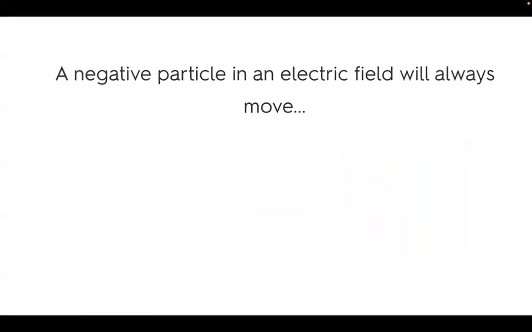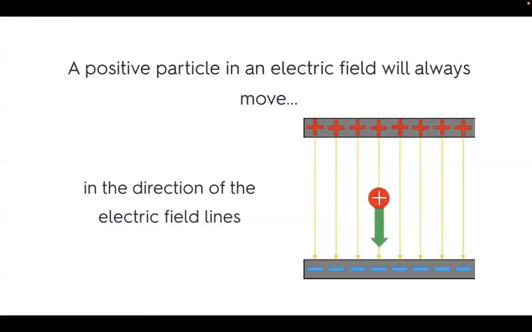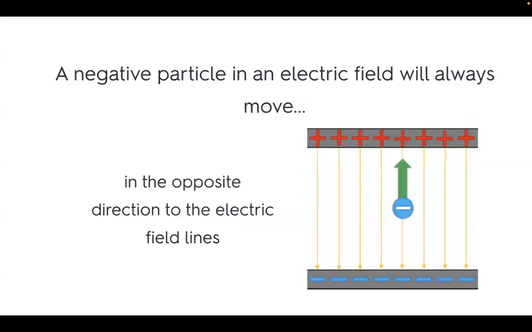How about if I have a negative charge in that field? If it's a negative charge, makes sense that it will move in the opposite direction to the electric field lines. If the electric field lines go from positive plates to negative plates, the negative charge will go the opposite way because it gets repelled by the negative plate and attracted by the positive plate.